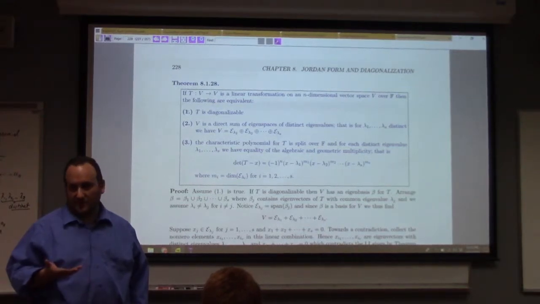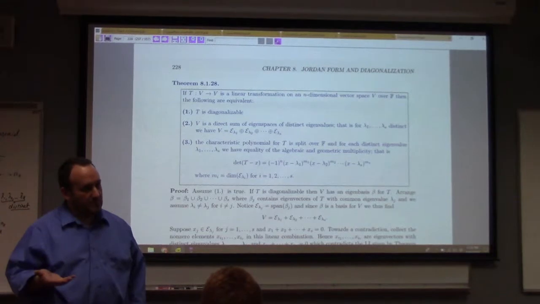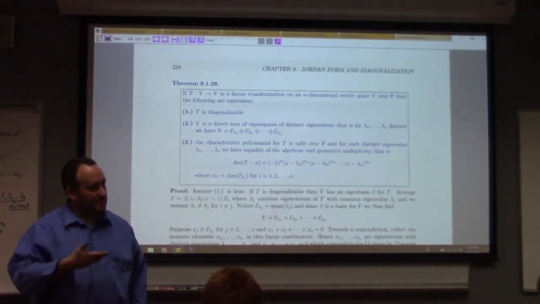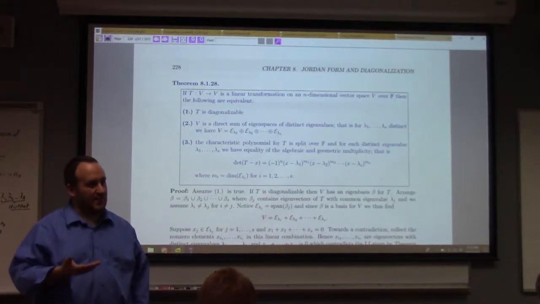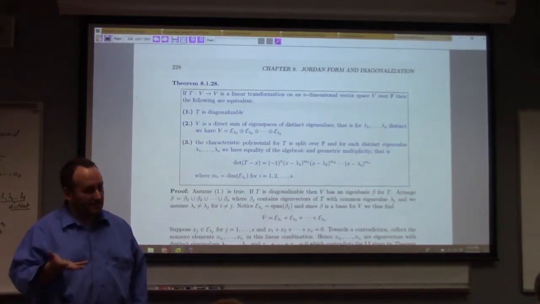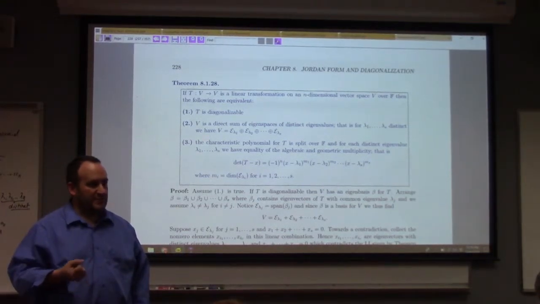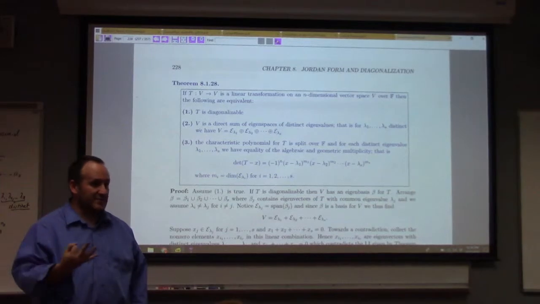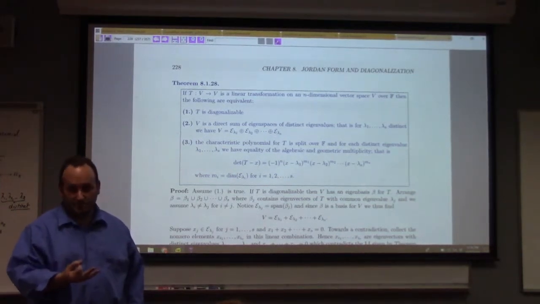So do you understand the issue? The question is, what do we do when the eigenspace is not as big as the algebraic multiplicity? What happens when the algebraic multiplicity is 5, but the geometric multiplicity is only 3? What does that mean about the transformation? Well, one of the things it means is that the transformation is not diagonalizable.